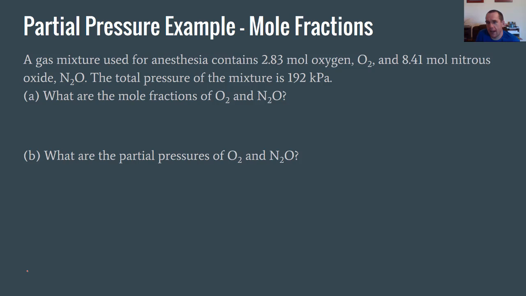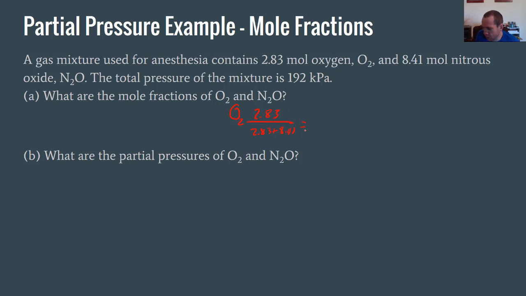Then we're going to use mole fractions, which again, not complicated. A gas mixture used for anesthesia contains 2.83 moles of oxygen, O2, and 8.41 moles of nitrous oxide, N2O. The total pressure of the mixture is 192 kilopascals. What are the mole fractions of O2 and N2O? Well, mole fraction, what part of it compared to the total? So O2 is 2.83 divided by the total of 2.83 plus 8.41.